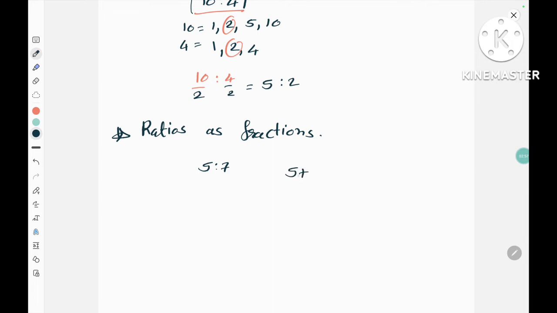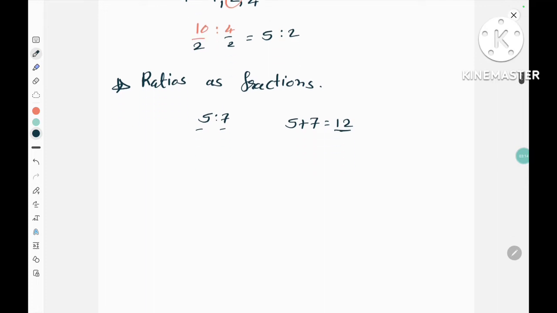First we add the parts of the ratio: 5 plus 7. Here we are given 2 parts, so we add 2. If we are given more than 2, we add them all. So 5 plus 7 gives us 12. This total of the ratio is our denominator of the fraction, and the numerator is each part of the ratio itself. So 5 divided by 12 means 5 out of 12.